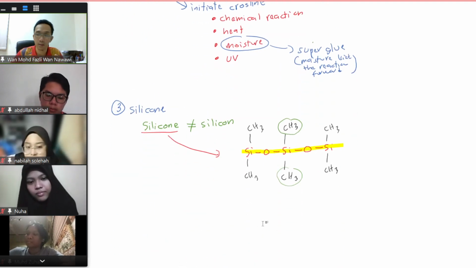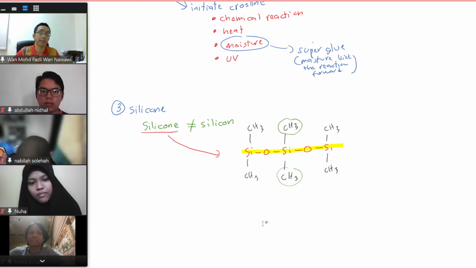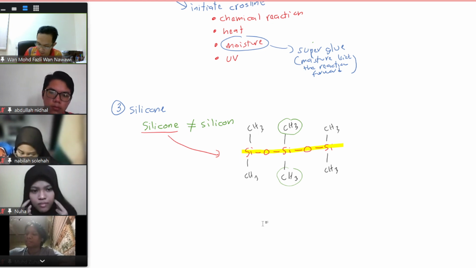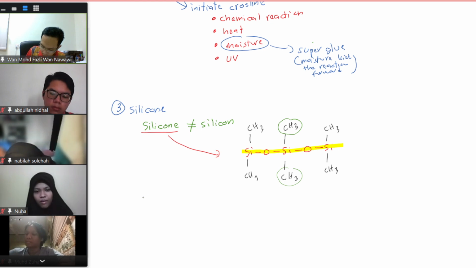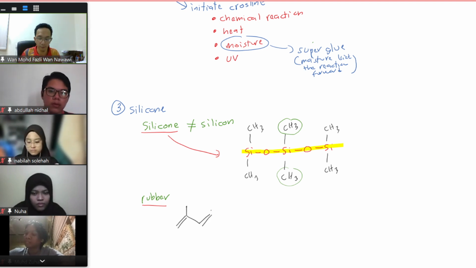It's like rubber, but it's not rubber, because rubber is made from isoprene, and so on. That is the difference between this and rubber. For rubber, you have something like this. Isoprene, they call this thing. And then you have something like this. This is the monomer of the rubber.